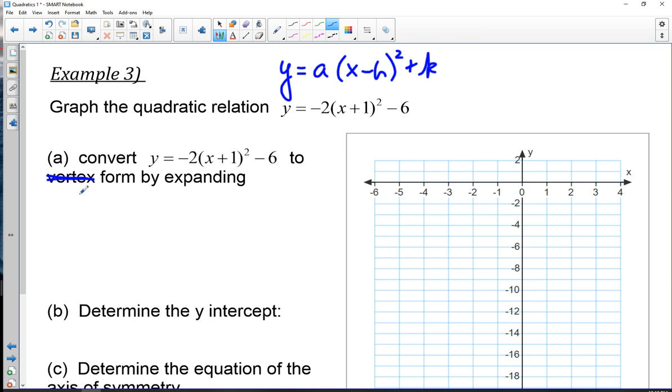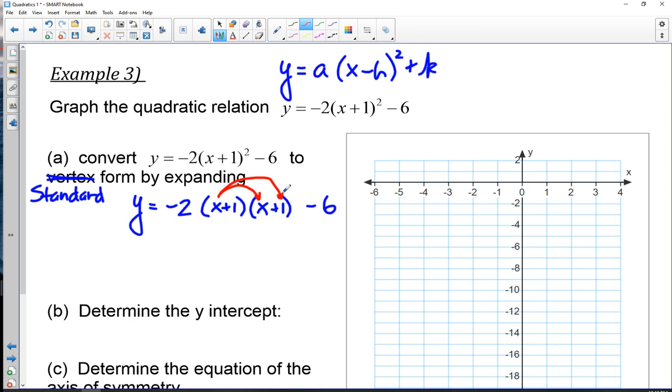So once more, we can convert this into standard form by expanding. So I'll do that now. I'm going to rewrite x plus 1 squared as x plus 1 times x plus 1. And then we have minus 6. We'll do x times x, and then x times 1, and then the inside terms and the outside terms. So we'll multiply those two binomials. We end up getting x squared plus 1x plus 1x plus 1, and then minus 6. Collect like terms.